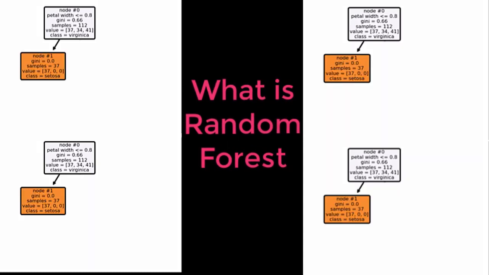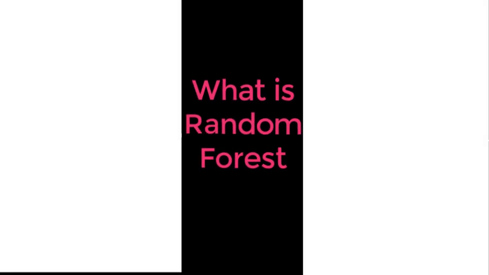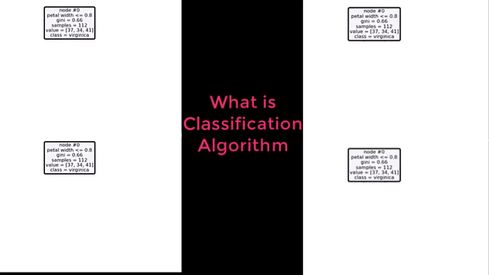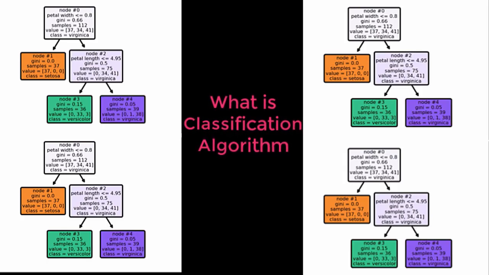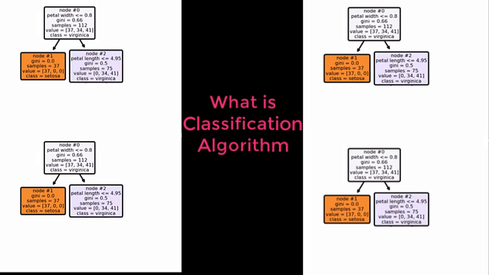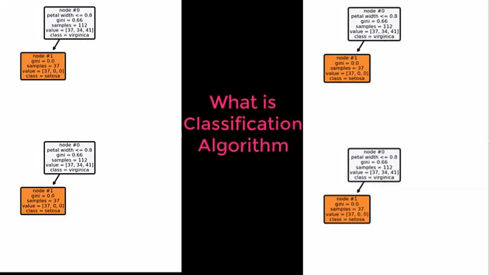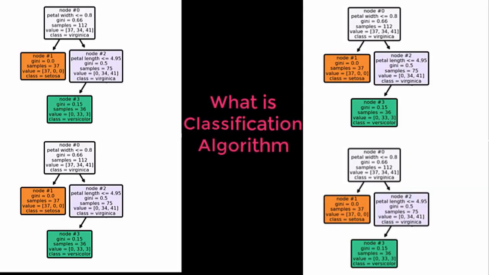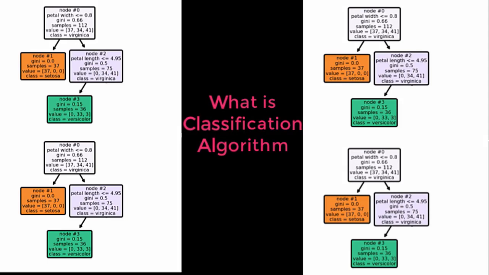A prediction from the random forest classifier is achieved by voting. Each tree in the forest casts a vote for the classification of a new sample. In this video, we will learn about classification part of the random forest algorithm. In machine learning, classification means a class label is predicted for a given example of input data. For example, using machine learning, we can classify whether a given email is spam or not.